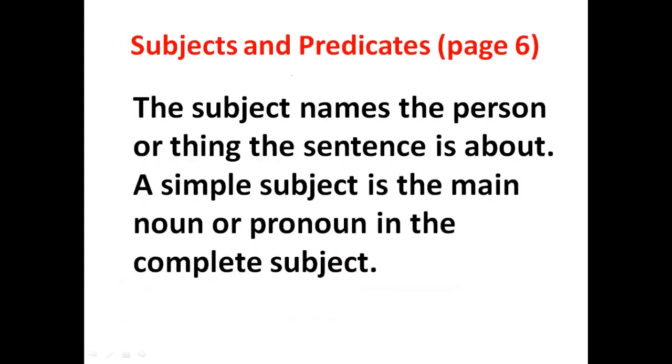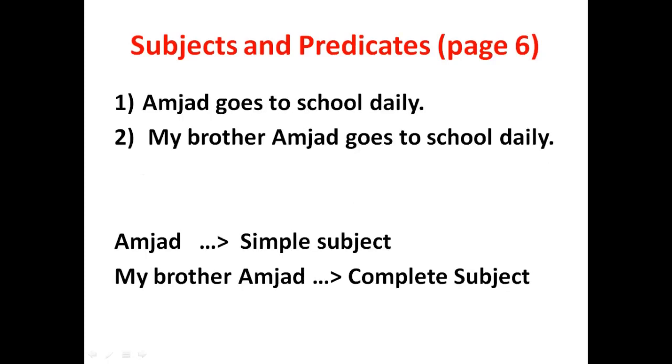First of all, you must have a clear idea about the definition of subject. The subject names the person or thing that the sentence is about. A simple subject is the main noun or pronoun in the complete subject. Now here is one very good example for you. If I say, Amjad goes to school daily, grammatically it is a complete sentence. In this sentence, Amjad is doing a work. Amjad will be called the simple subject here.